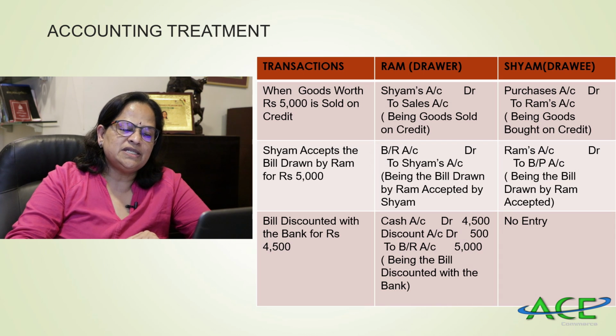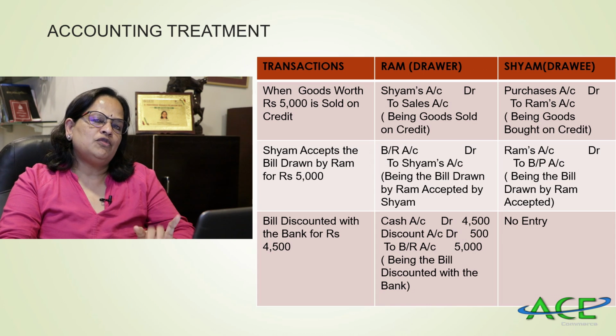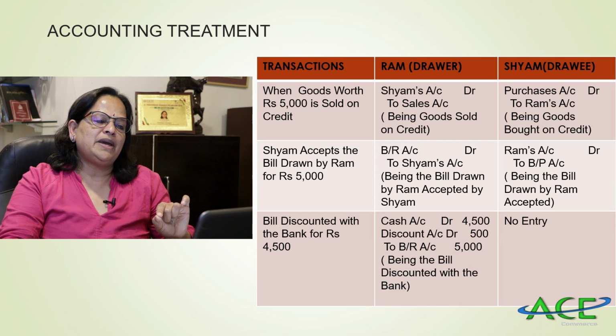So the journal entry is cash account debit 4,500, discount account debit 500 to bills receivable account 5,000, being the bill discounted with the bank. In the books of Shyam there is no entry because he is not involved. This transaction is between Ram and the bank.